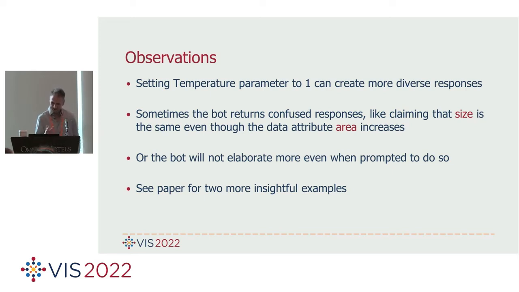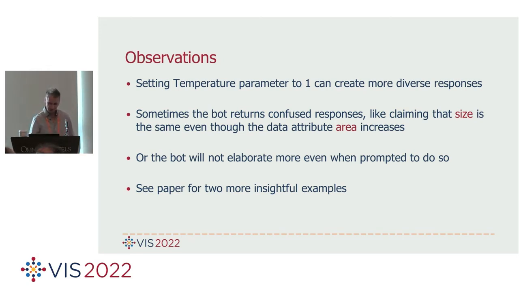For example, it claimed that size is the same even though the data attribute area increases, right? There was one plot like that. So it couldn't figure out that size and area are related. It didn't know that, right? It only knows so much. And the bot will also not elaborate. Even when you prompt it, tell me more, very impatiently, it wouldn't say more. Right, because it didn't learn that, I guess, or something like this.